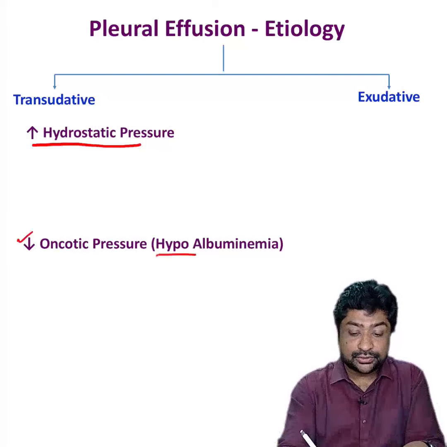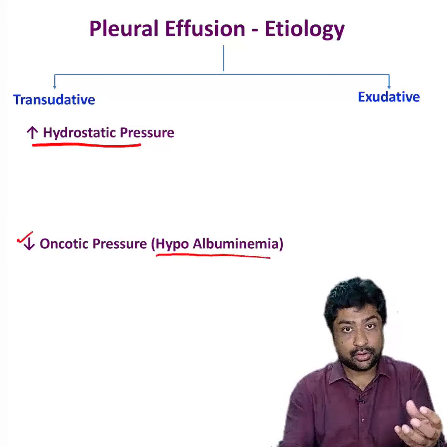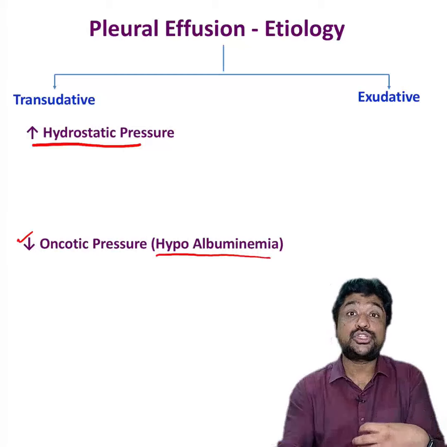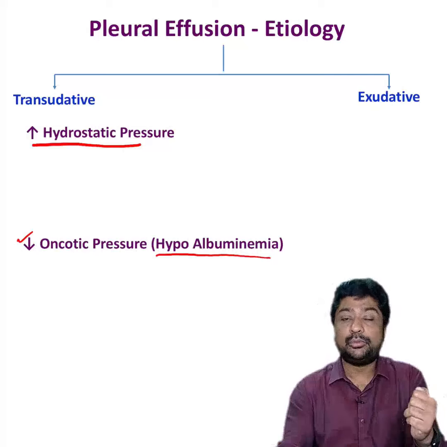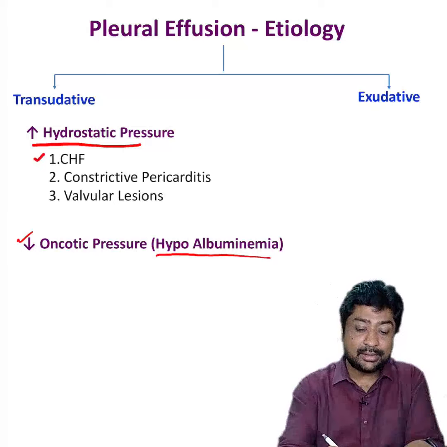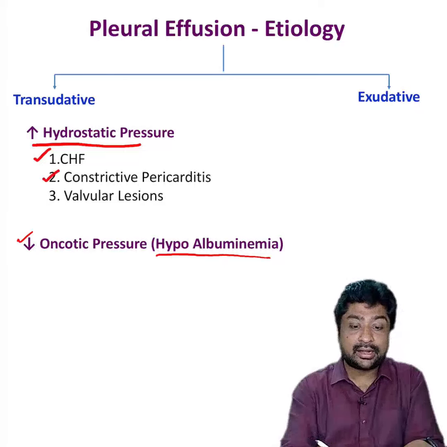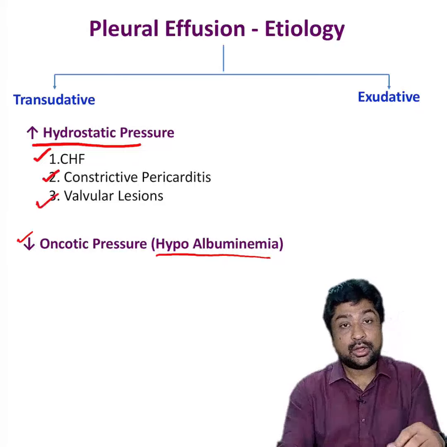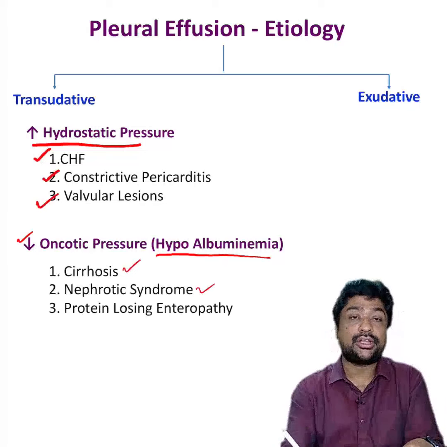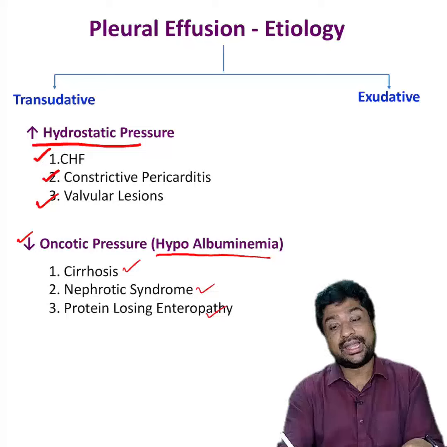Generally, any cause which will decrease the albumin of the blood will decrease the oncotic pressure, and hence water will be pushed out of the vascular component, leading to pleural effusion. If we talk about hydrostatic pressure increase causes, it can be CHF, constrictive pericarditis, and valvular lesions. Oncotic pressure decrease can be seen in liver cirrhosis, nephrotic syndrome, and protein losing enteropathy.